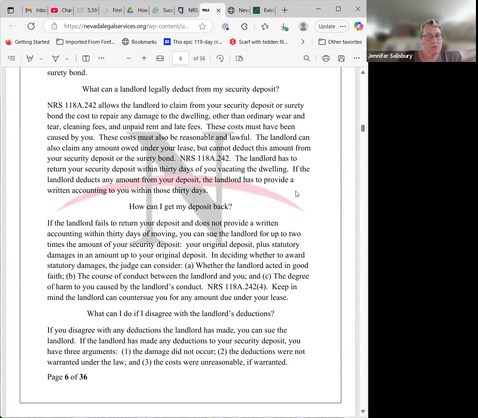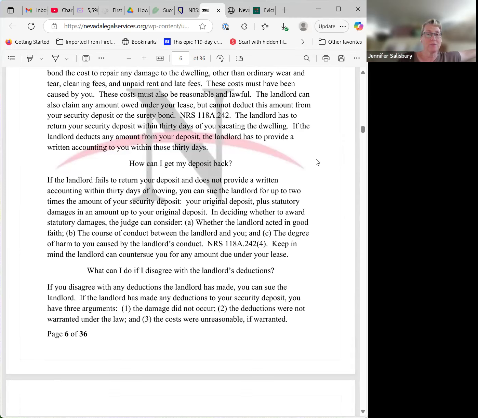How can I get my deposit back? If the landlord fails to return your deposit and does not provide the accounting within 30 days, you can sue the landlord for up to 2 times the amount of the security deposit. So, which is your original deposit plus the statutory damages in the original deposit.